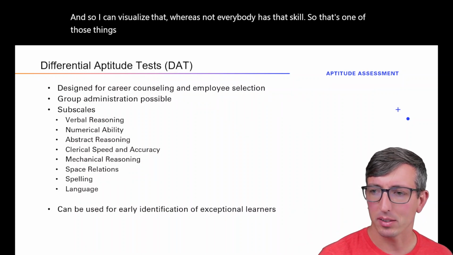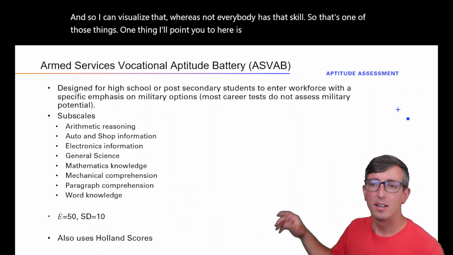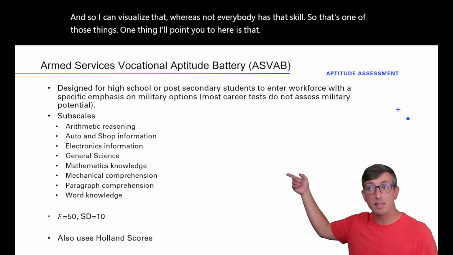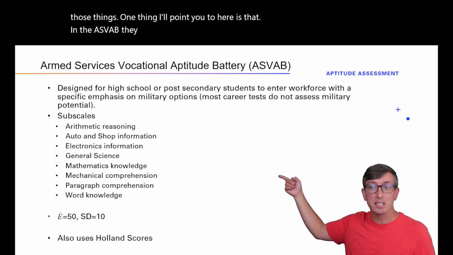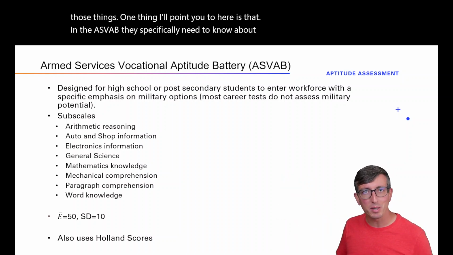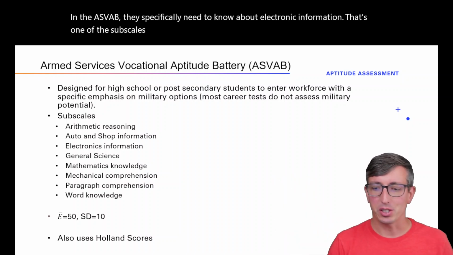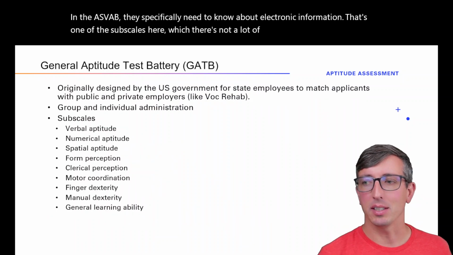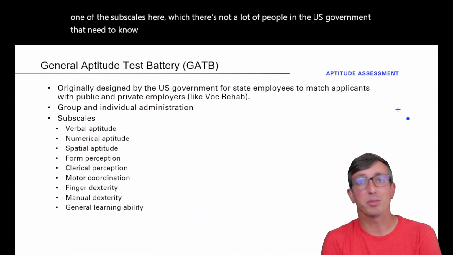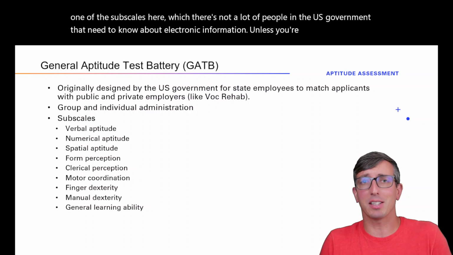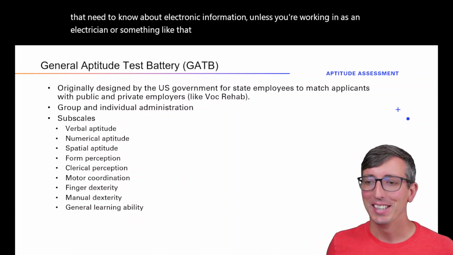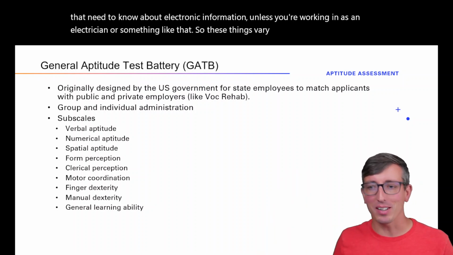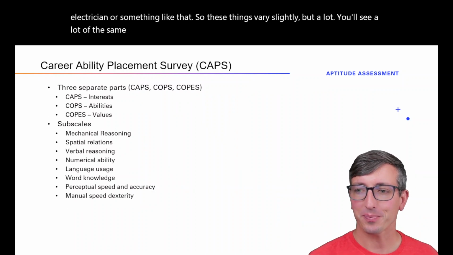One thing I'll point you to here is that in the ASVAB, they specifically need to know about electronic information. That's one of the subscales here, which there's not a lot of people in the US government that need to know about electronic information unless you're working as an electrician or something like that. So these things vary slightly, but you'll see a lot of the same ones too.